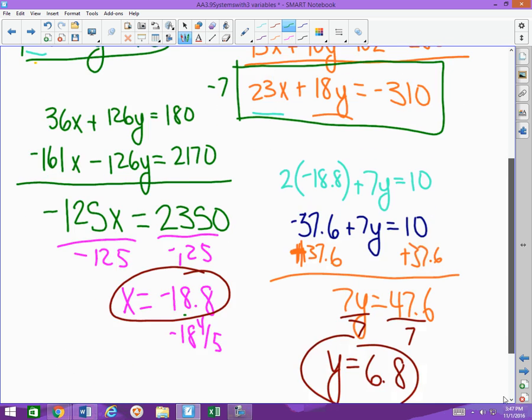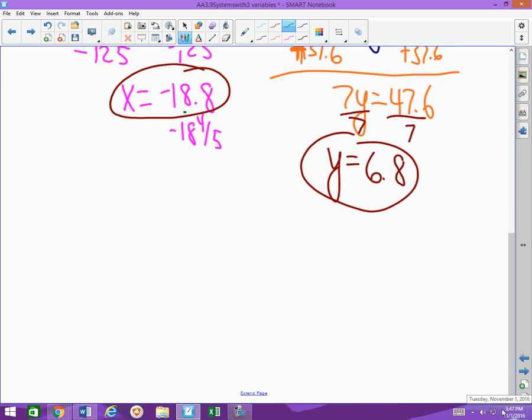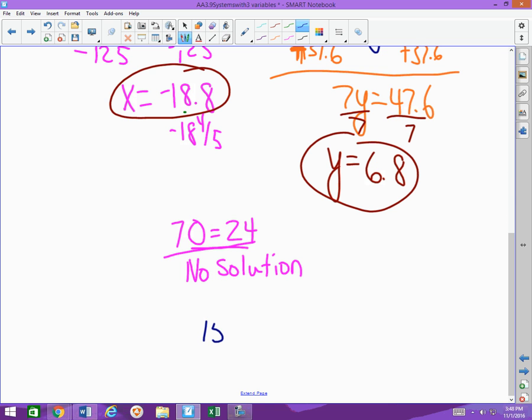One other thing about these equations, if you get to a point in the equation when you're solving and you have something along the lines of, say, 70 equals 24, no variables anymore, that is not a true statement, so therefore there would be no solution. If at some point in time you get something along the lines of 15 equals 15 and you've lost all your variables, this is a true statement, so there are infinite solutions.